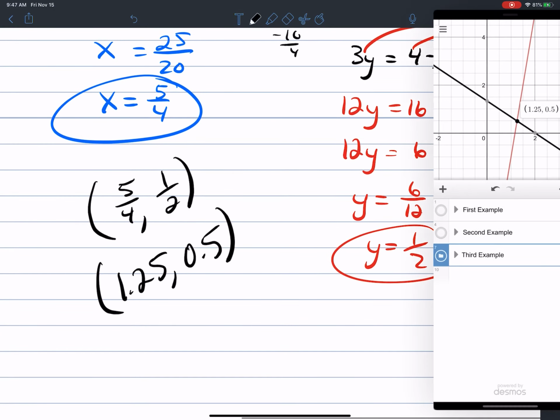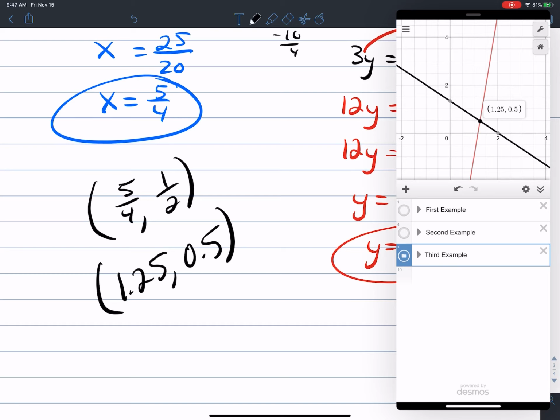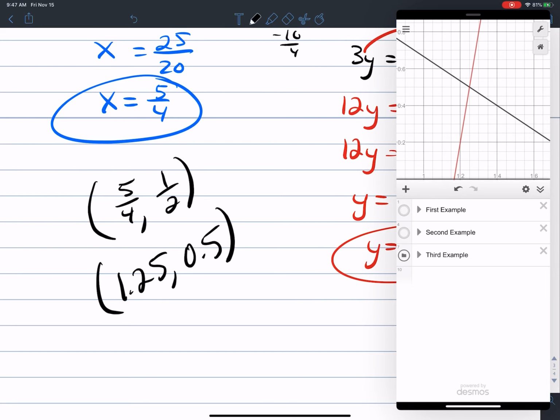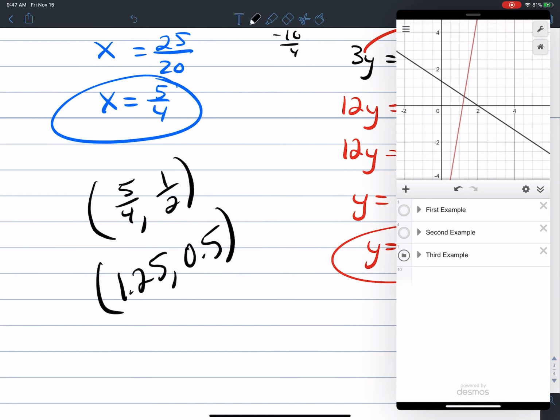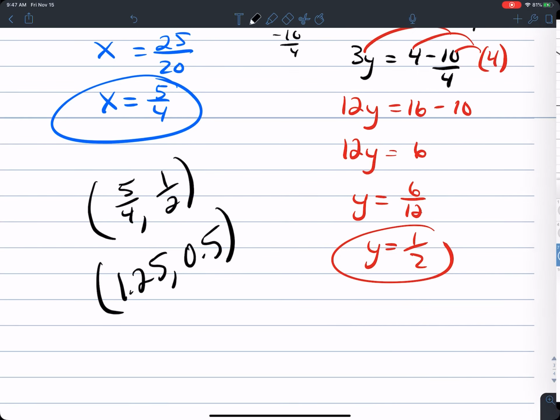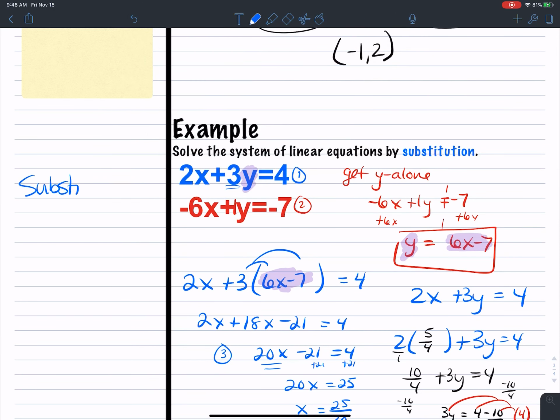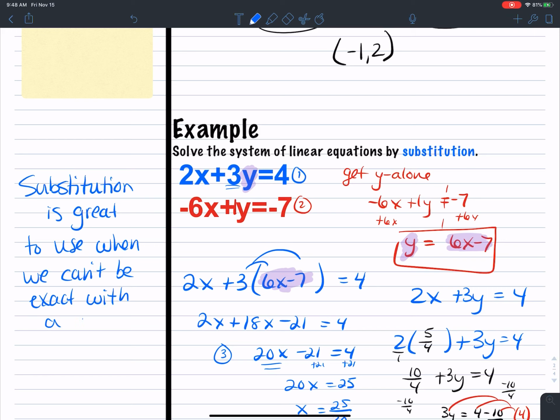So our final thing that I want you to write down in your notes is, why do we need substitution? We need substitutions for things like this. We wouldn't be able to graph this by hand super accurately because they don't intersect at a nice point on the graph. They intersect at decimals and fractions, which are hard to estimate. So the only other thing I'd want us to add to our notes is substitution is a great method when we can't be exact with a graph. So that's our substitution method for solving systems of linear equations.